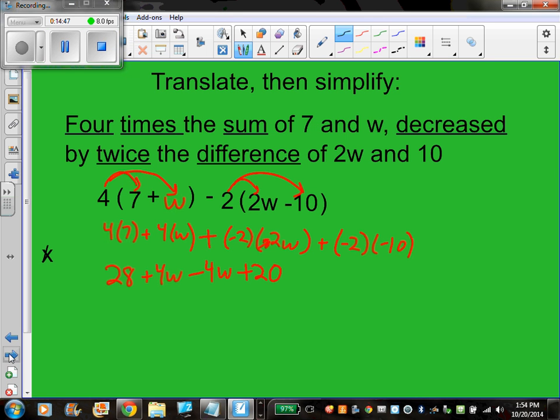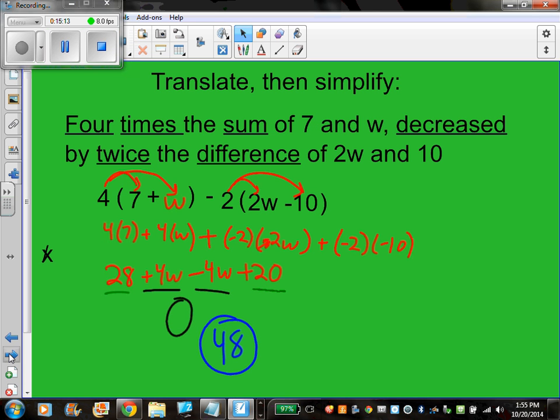We can combine like terms here. Positive 4w and negative 4w cancel each other out. They actually are inverses of each other. So they end up equaling, in total, 0. On the other hand, 28 and 20 do add up to something. They add up to 48. And since 48 is the only thing left over, that's our answer.